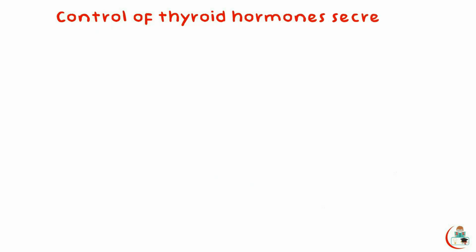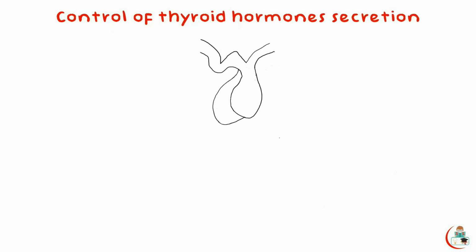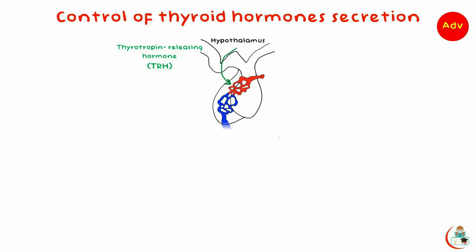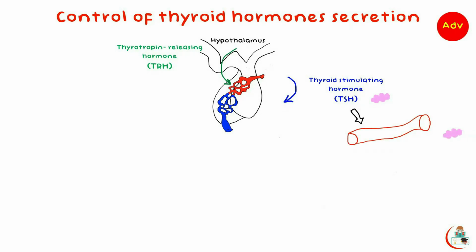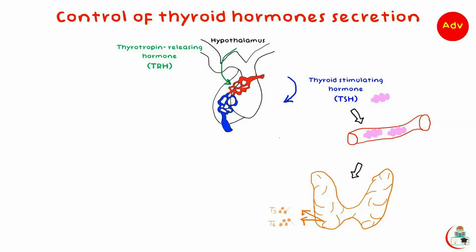Control of thyroid hormone secretion. The hypothalamus secretes thyrotropin-releasing hormone, TRH. The hormone passes through a hypophyseal portal system, which is a capillary network between the hypothalamus and the anterior pituitary. Then, the anterior pituitary releases thyroid-stimulating hormone, TSH, which passes through blood to the thyroid gland. Then TSH stimulates the thyroid gland to secrete T3 and T4.